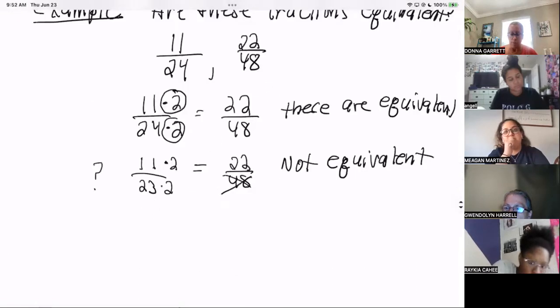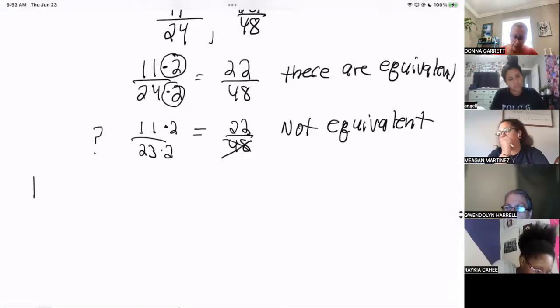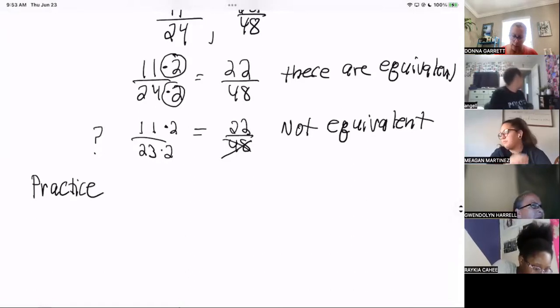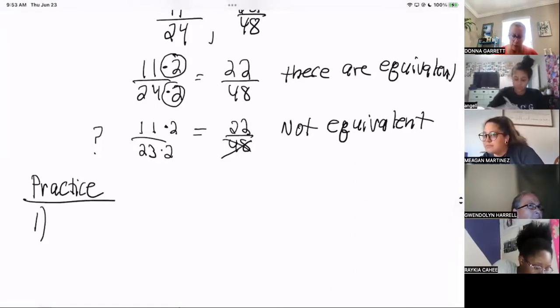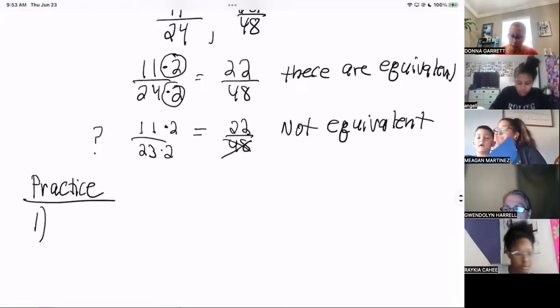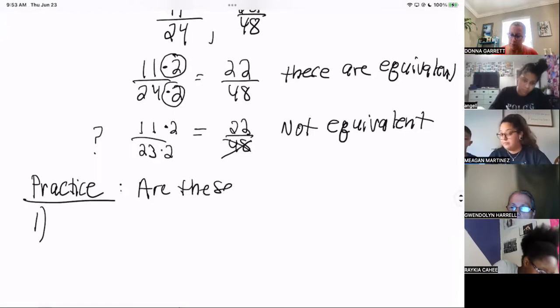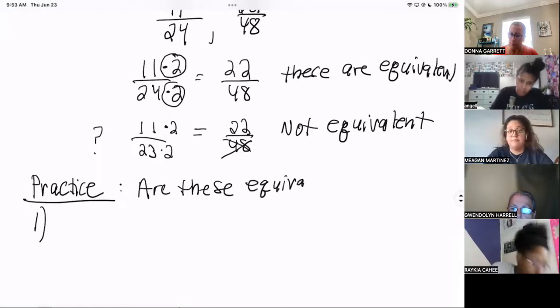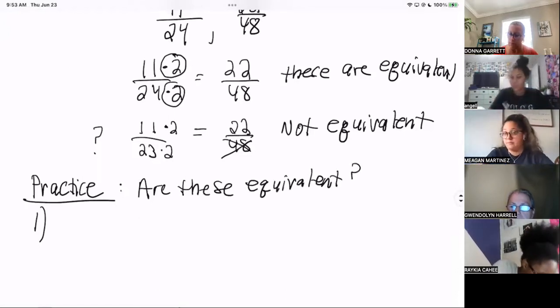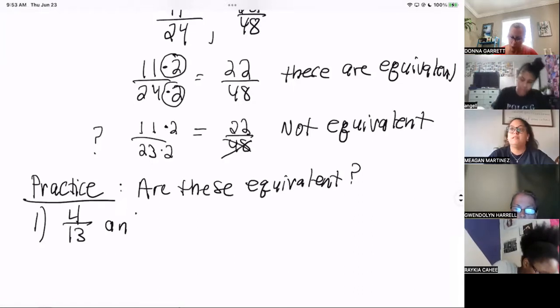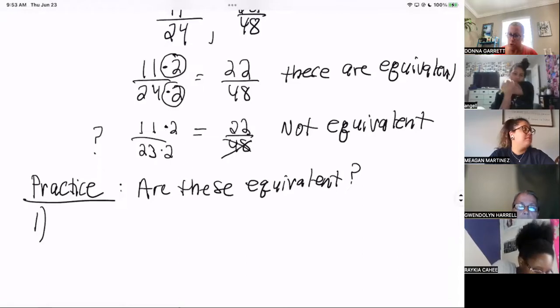All right, so those are just my examples. Let's practice. And I can also show you my little shortcut for the ones that aren't easy to tell. Okay, practice. I'm just going to put, are these equivalent? Actually, hold on. That one's a little bit for later.